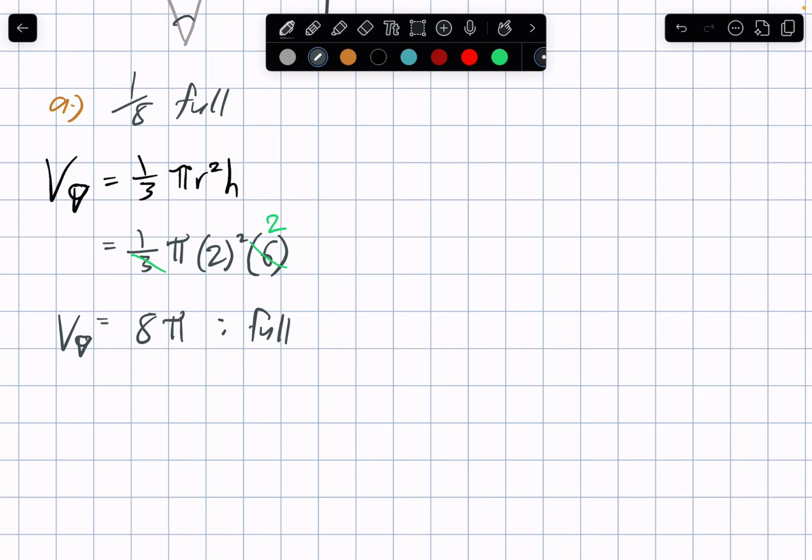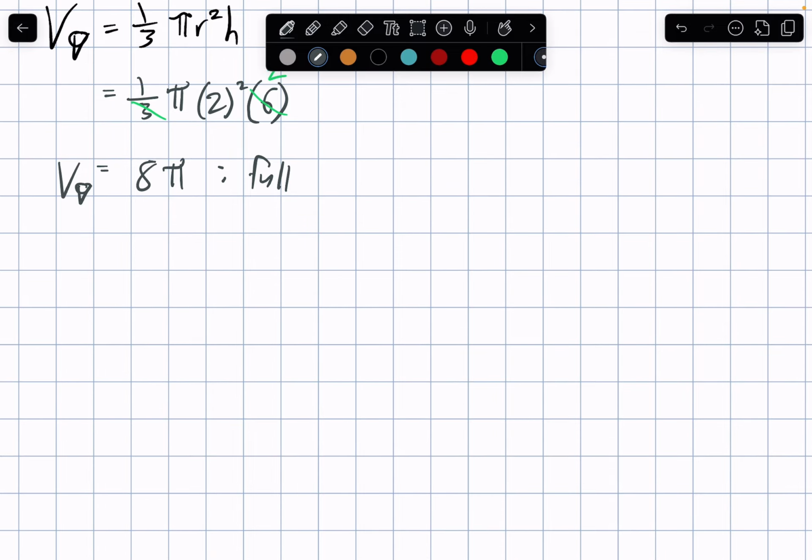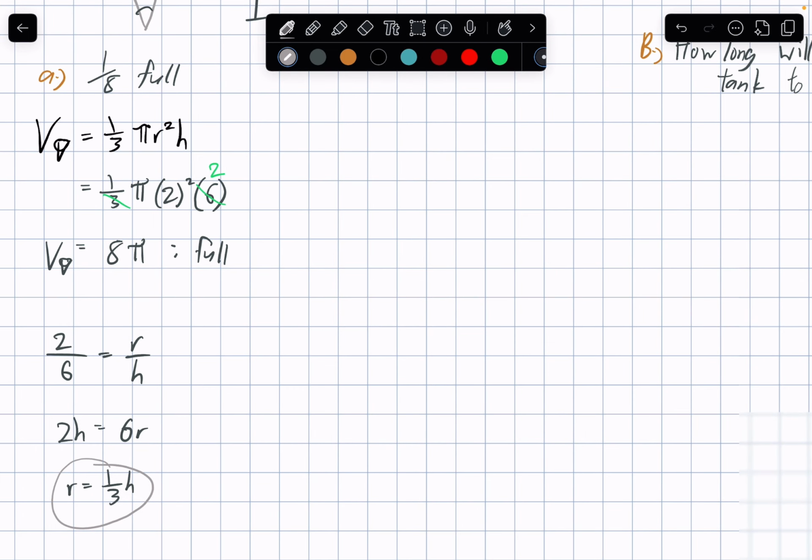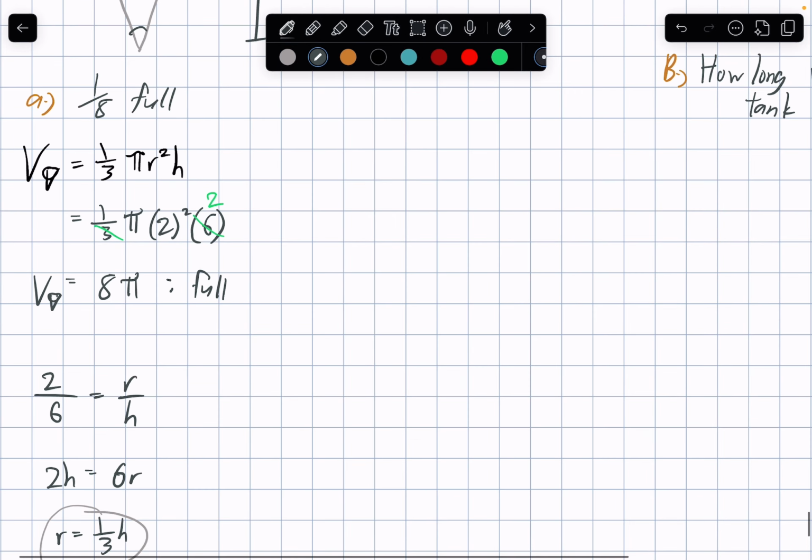And also, we want to express r as a function of h. We have the radius as 2 and the height as 6, so r over h: 2h is equal to 6r. r is equal to 1/3 h. We'll use this in a while.